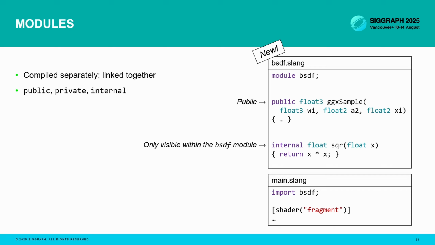Private members are only visible within the current file, while internal members are visible to the rest of the module if you have multiple files making up a module. And things like preprocessor macros don't affect other files. I should also mention that you don't need to specify internal on the struct here if you use Slang language version 2025 or newer. That is, if you specify -lang 2025 on the command line.